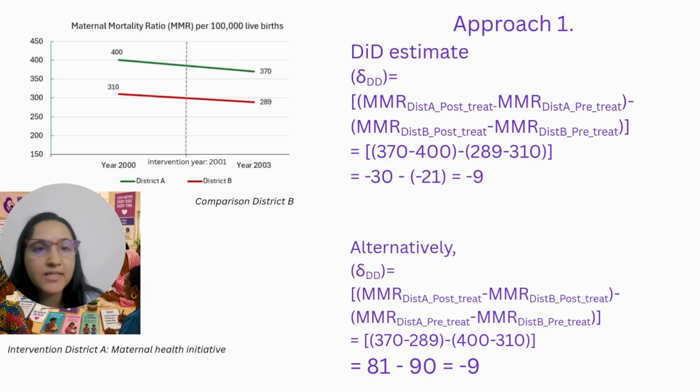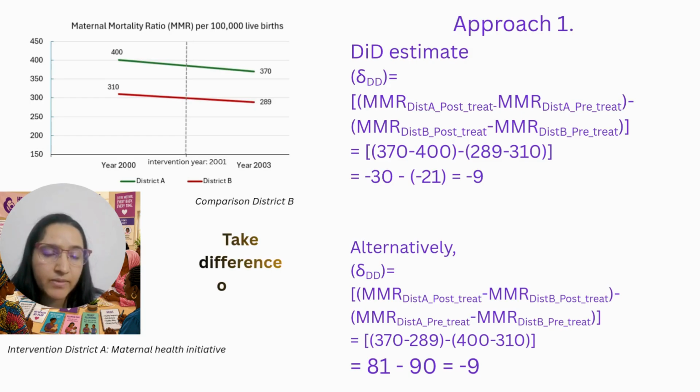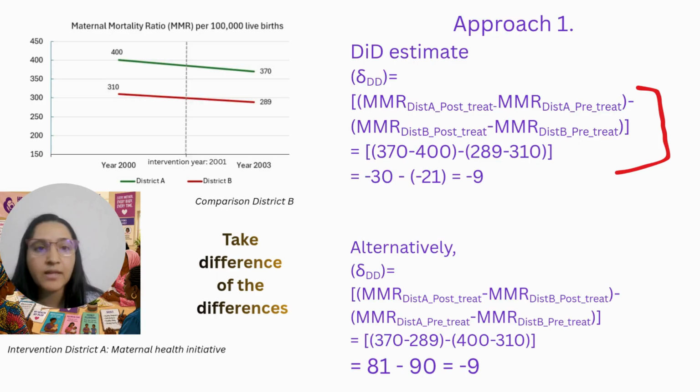So first, let's see the first approach. Here we get the DID estimate represented as delta DD. And here we take the difference of the differences in MMR for each of the districts before and after intervention. So what we did is we took the difference in MMR in District A after and before getting treatment, and then we subtracted from that the difference in MMR in District B after and before the intervention. So that is the difference in differences, and hence the name DID.